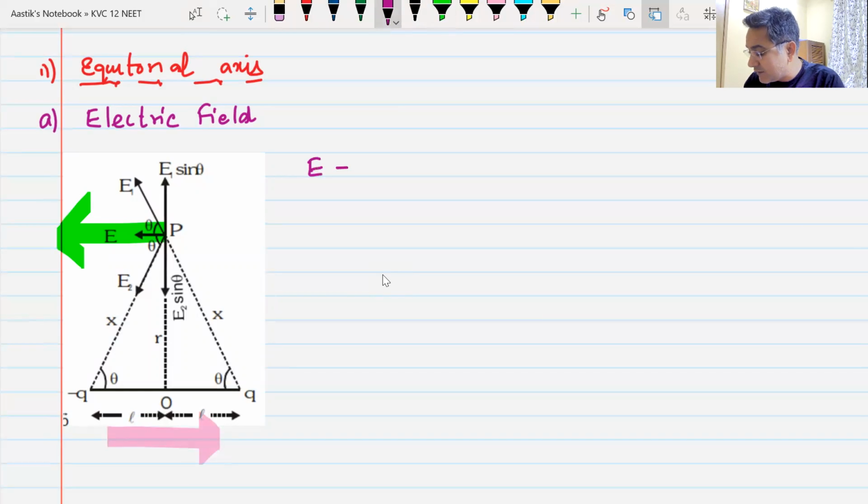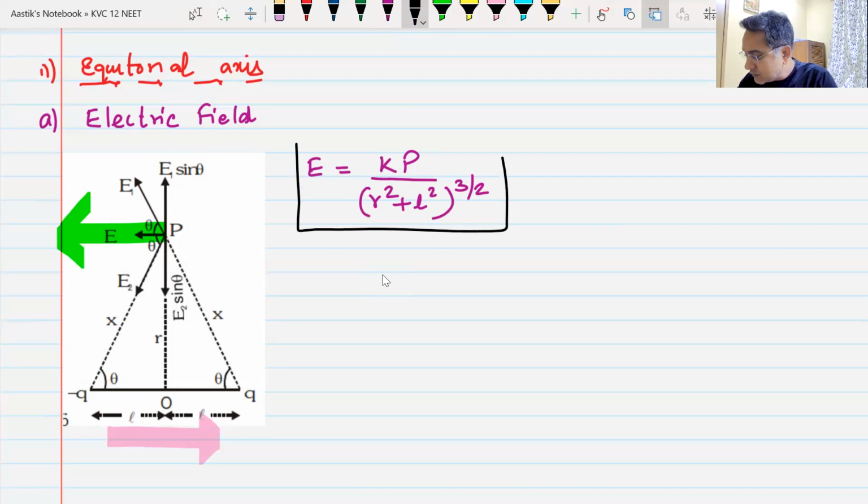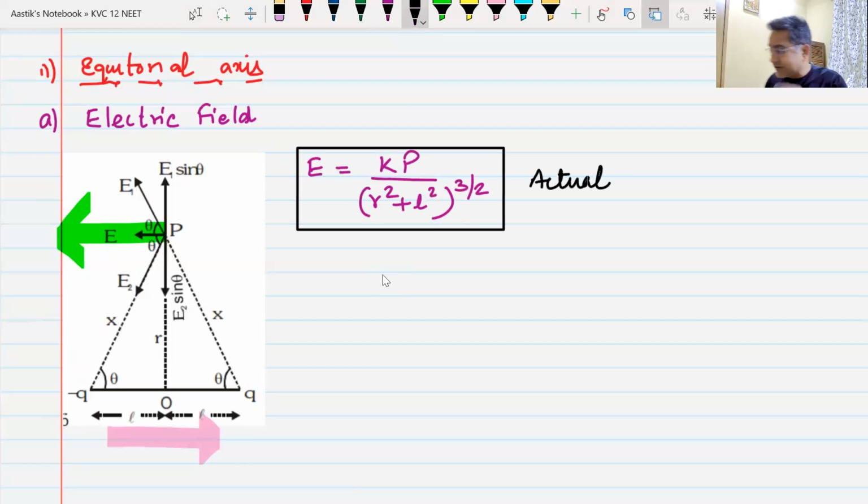So you will again have two formulae. The first formula is the actual formula, and the actual formula looks like this: Kp upon (r square plus L square) raised to the power of 3 by 2, my dear friends. So you have to remember this formula. This is the actual formula which is valid everywhere.